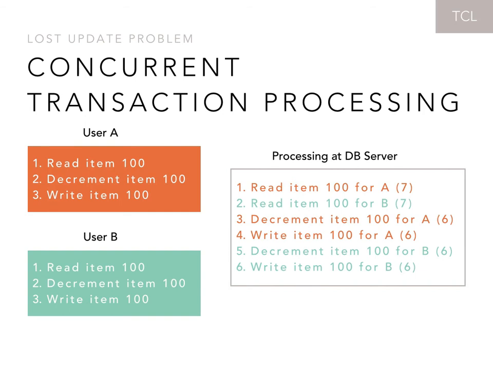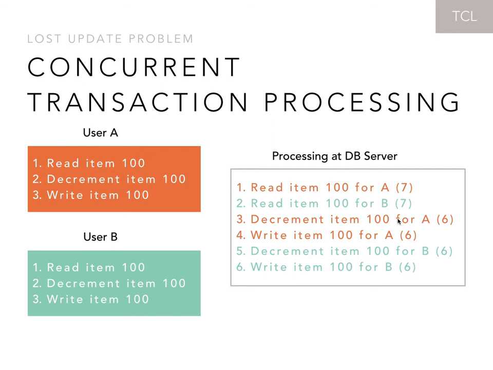Do you see what happened? It's like user A's transaction was ignored. We should have decremented it twice because we had 2 transactions that decremented it, but instead we basically lost this update altogether, this decrement, because of the way the transactions were processed concurrently in an unsafe way. So this is called the lost update for good reason. So we do not want this to happen.